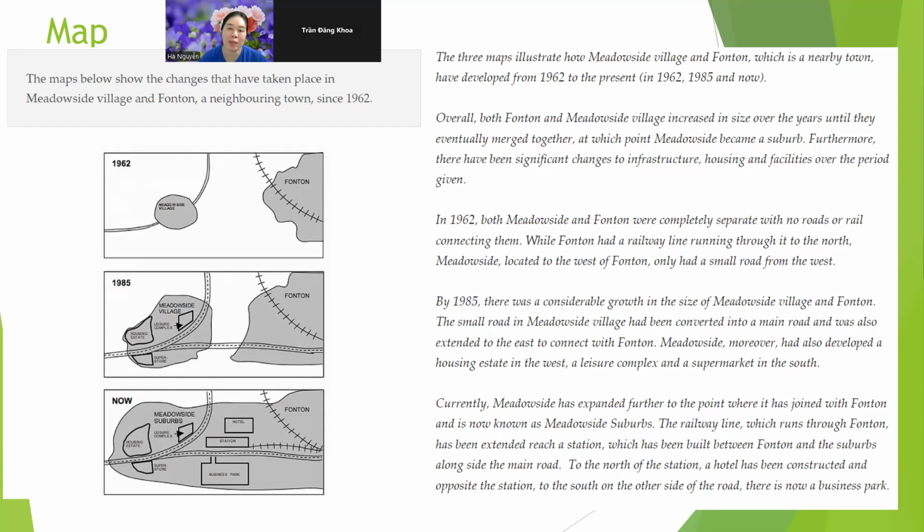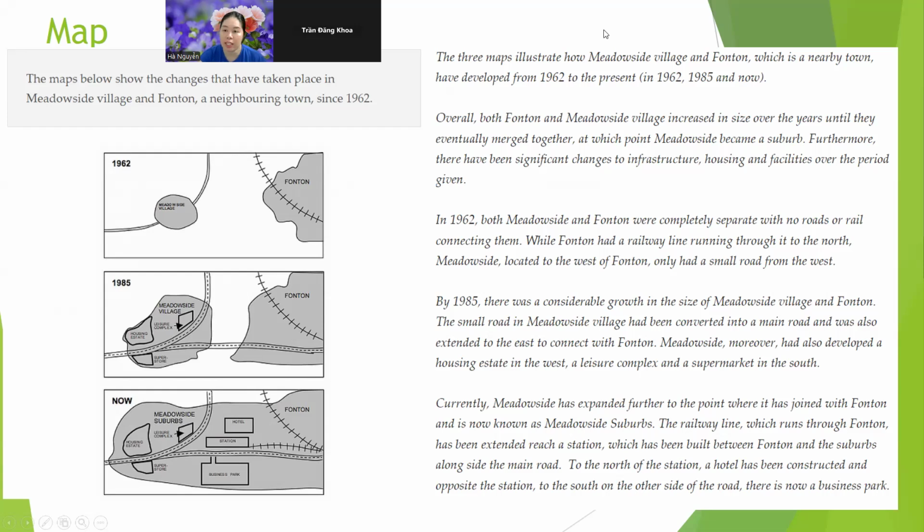Okay, so yeah, remember that in the introduction you not only paraphrase the task question, okay? You need to add information from the chart or the map as well, right? As for the overview, point out any major changes, okay, from beginning to end. So for example, overall, both Fountain and Meadowside Village increased in size over the years until they eventually merged together, at which point Meadow became a suburb. So there you go. Those are the main changes.